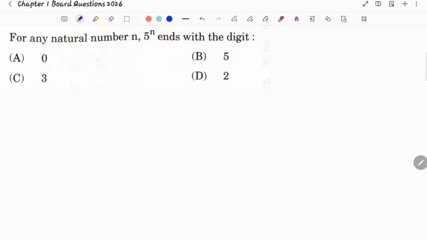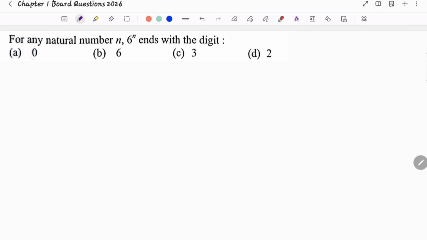Next problem. For any natural number n, 5 power n ends with the digit: option A 0, option B 5, option C 3, option D 2. Let me check. 5 power 1 is 5, 5 power 2 is 25, 5 power 3 is 125, 5 power 4 is 625. So 5 power n always ends with the digit 5. So option B is correct.